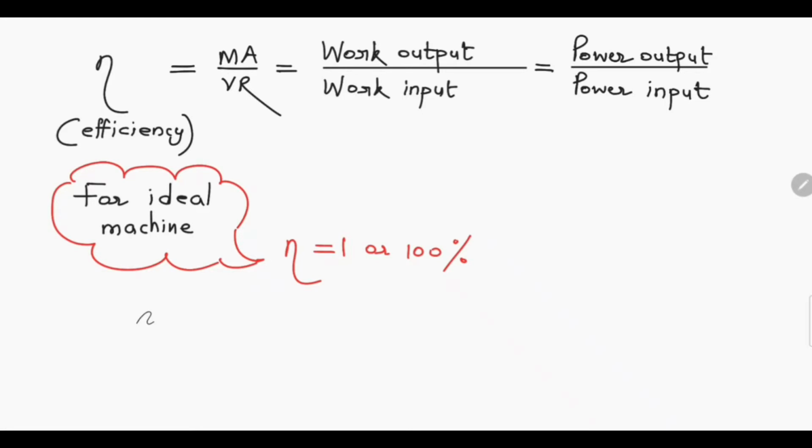Or we can also say that if I substitute this value of 1 in the above formula, then automatically for an ideal machine, we can also say that MA is equal to VR. This is only true for ideal machines. In real life, MA is always less than VR.